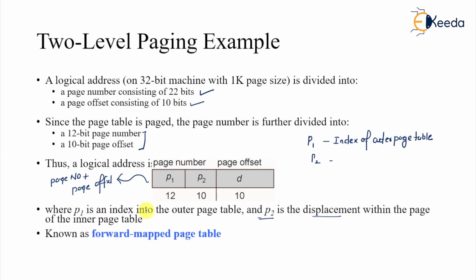P1 is the index in the outer page table, and P2 is the displacement, the offset, within the page in the inner page table. This is known as a forward mapped page table. So this index in the outer level page table and displacement in the single inner level page table should be learned in this way.